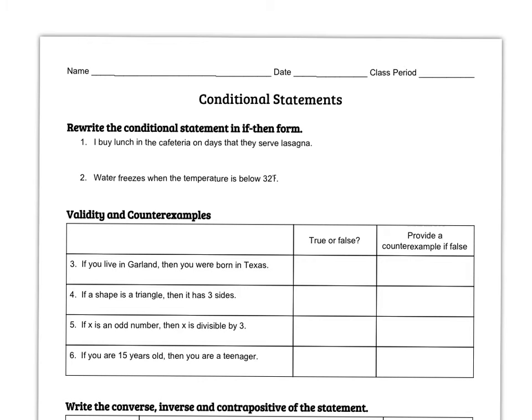Here's an example. Let's say I don't really like the cafeteria food, but I love lasagna day. So I buy lunch in the cafeteria on days that they serve lasagna. Here's one way that you could rewrite that. If the cafeteria serves lasagna, then I buy lunch.